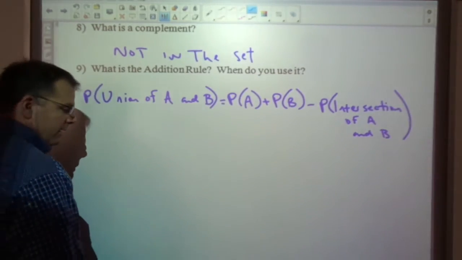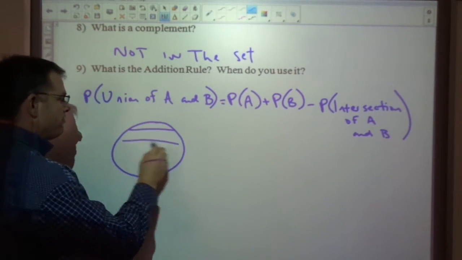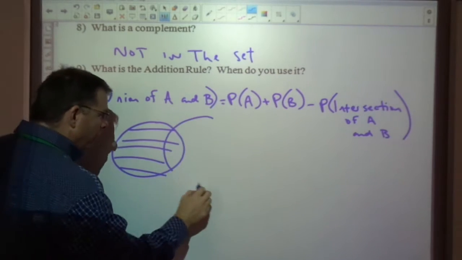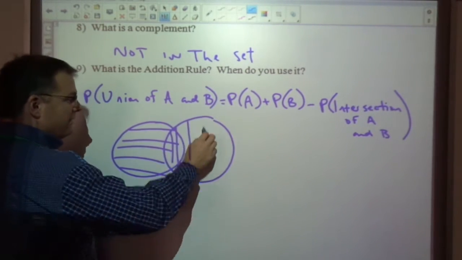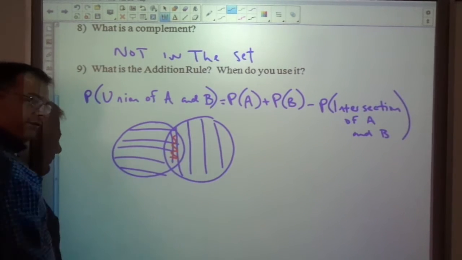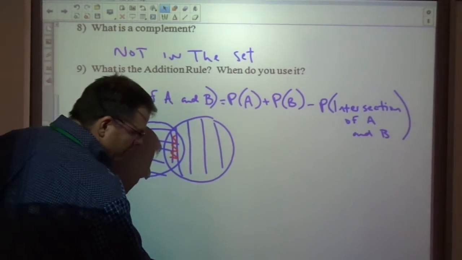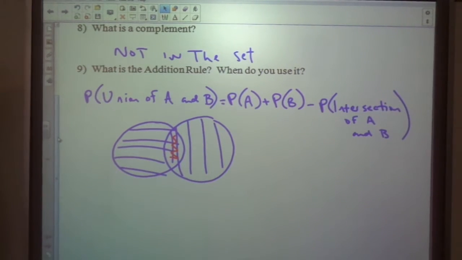Because we double counted it. So for the union, we could be all of A plus all of B, but we need to subtract this middle section because we have double counted it. So we use the addition rule when we're talking about a union, an OR problem.